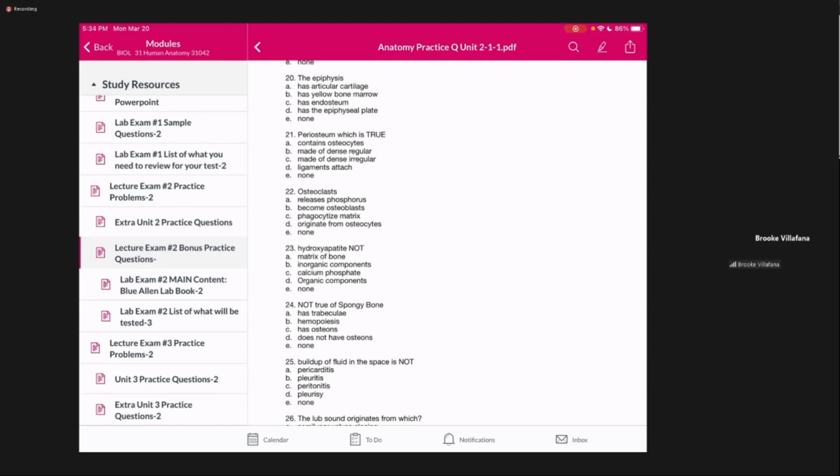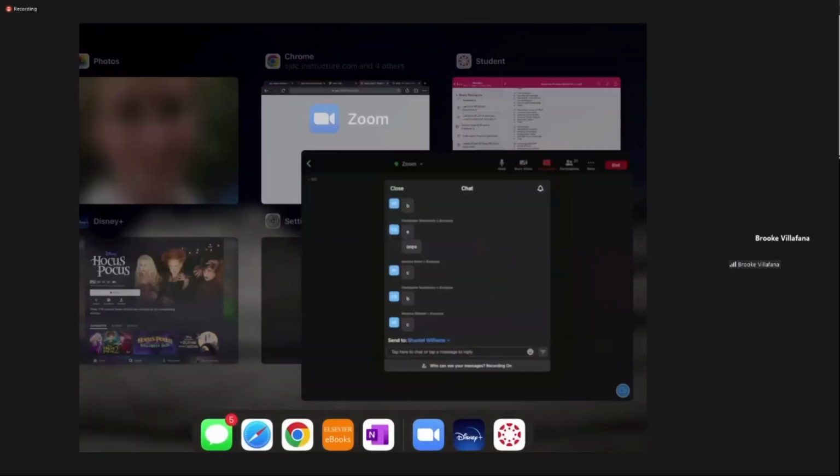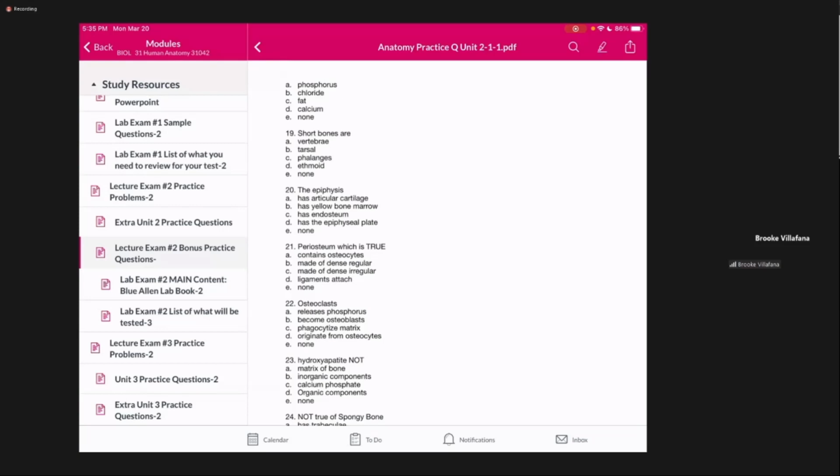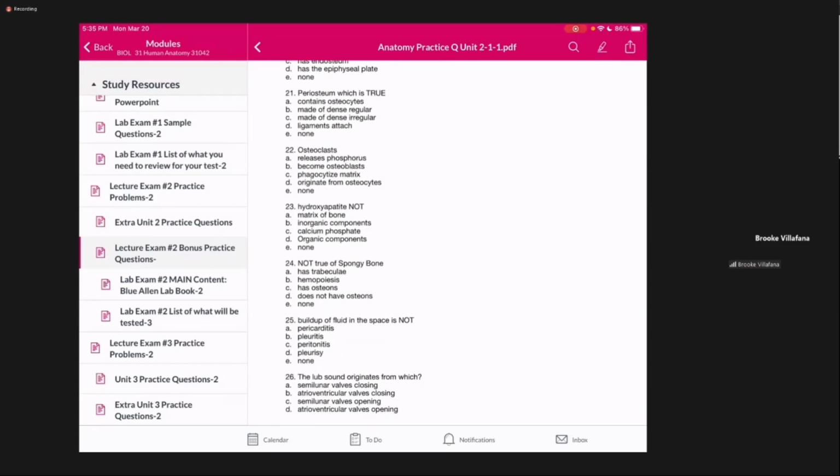Question 22, osteoclasts. So which of these would be true about osteoclasts? C, right? So osteoclasts are going to phagocytize or break down the matrix. And as they break down that matrix, they're going to be releasing calcium into the blood. Good.